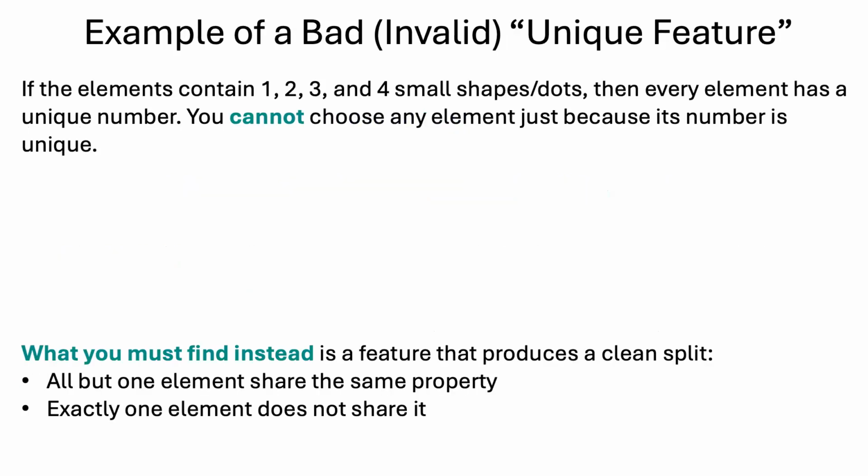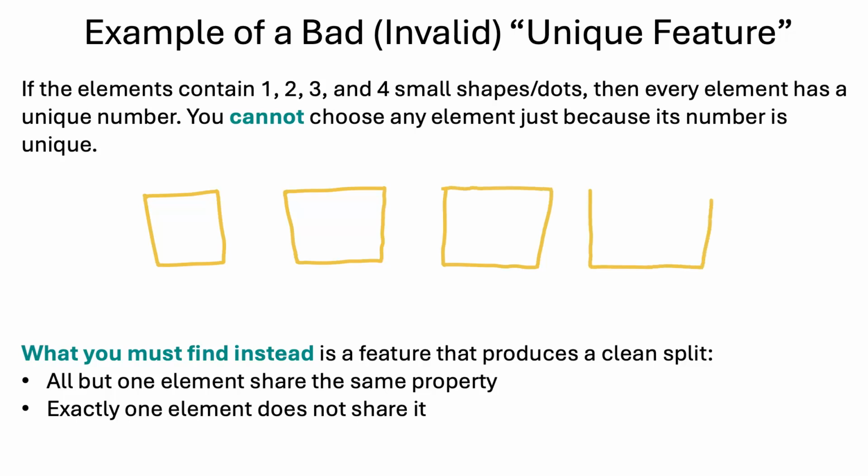So to understand this better, let's take a look at an example of a bad or invalid unique feature. So for example, let's say we had 4 elements. So first, I'll just draw these 4 rectangles to represent our 4 elements. And let's say within each of these elements, we had a different number of small shapes or dots. I'll use dots to keep it simple. So in element 1, we had 1 dot. In element 2, we had 2 dots. In element 3, we had 3 dots. And you guessed it, in element 4, we had 4 dots.